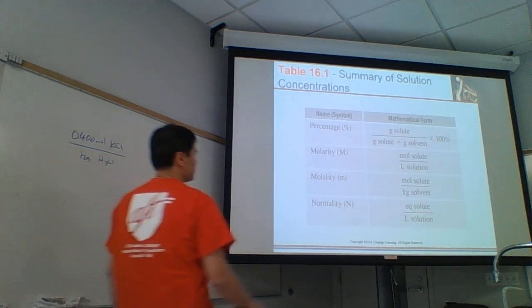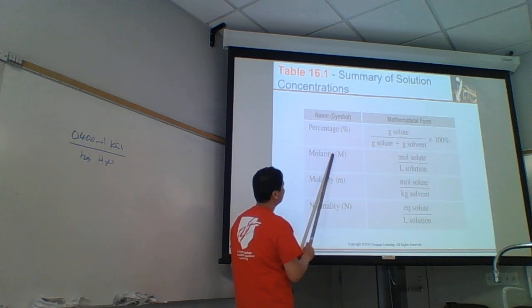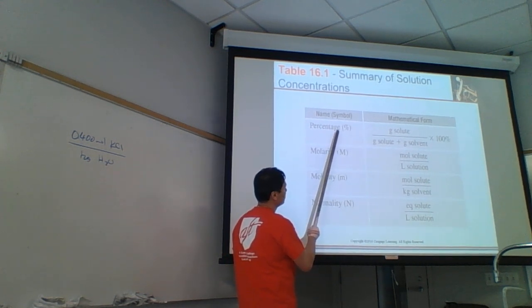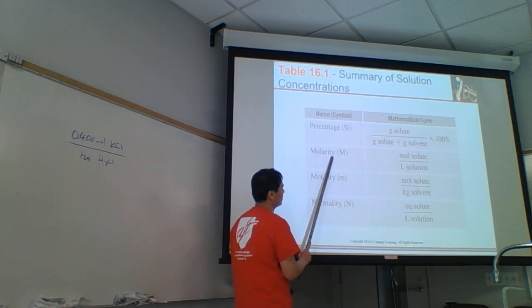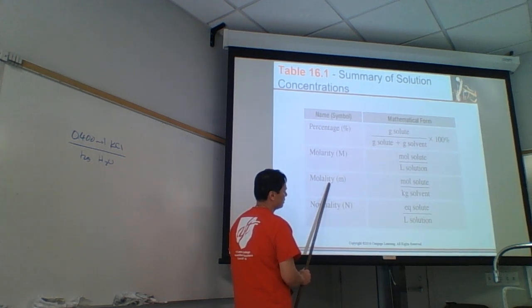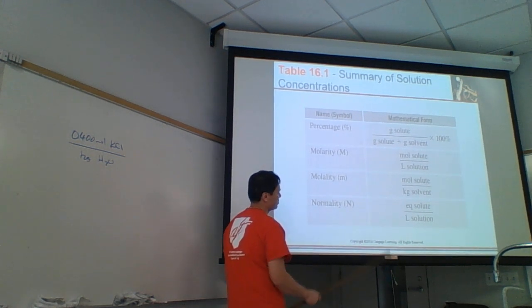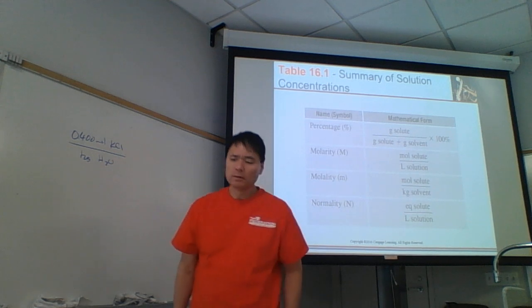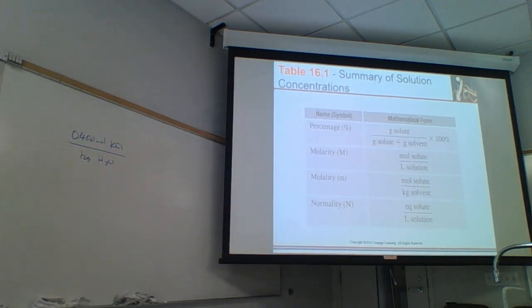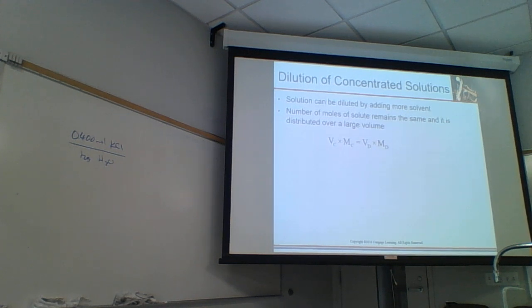And so molarity is the most important in this chapter. Percentage we've done before, it's important, but not as common as molarity. And molality is kind of rare. Normality we're not going to use at all. Molality, though, is used for something called colligative properties, which we'll talk about later.